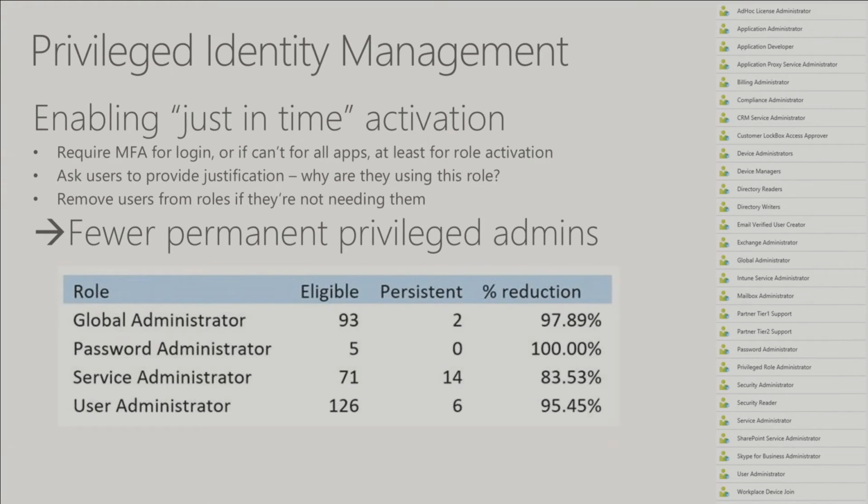We did the same with our other roles. We got rid of all the permanent password administrators, got down to 95% of the user administrators. They've all been converted except for those 6 so far to eligible. So we're going to keep rolling out this process. We've got a lot of roles here on the right in the Azure Active Directory. We have more capabilities going into PIM. In the future, we're going to be tying this privilege management into other parts of the system, into Azure, into the Azure subscriptions, and into other applications in the future.